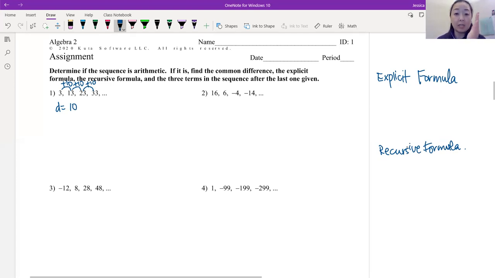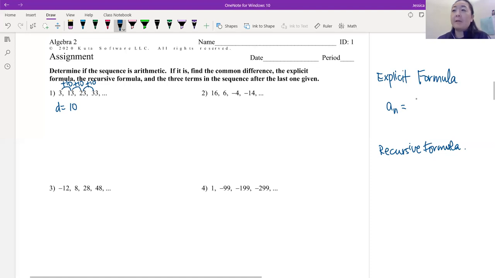Everything else that is not highlighted is going to stay the same. Okay, so for explicit formula, remember this is a sub n, which means this is any term. It doesn't matter what term it is. That's why it's called the formula, because it could figure out any term. You say, oh, I want the 48th term, then n would be 48. If I want the 101st term, then this would be 101, right?